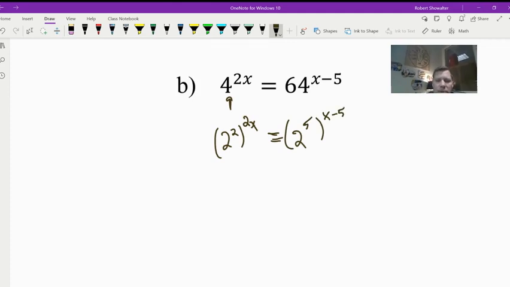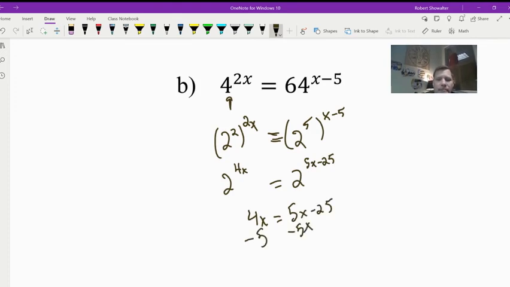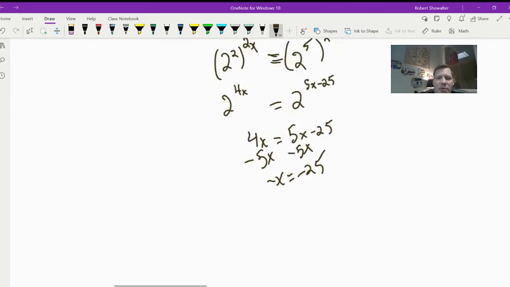Power to power, we can multiply the exponents. So we get 2 to the 4x power. And over here, we're multiplying this whole thing by 5. So we get 2 to the 5x minus 25. I distributed it at the same time. We end up getting 4x equals 5x minus 25, and we can keep solving. So minus 5x, we get negative x equals negative 25. Divide by negative 1, we get x is 25.